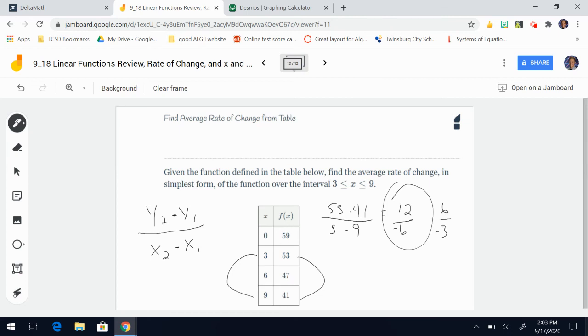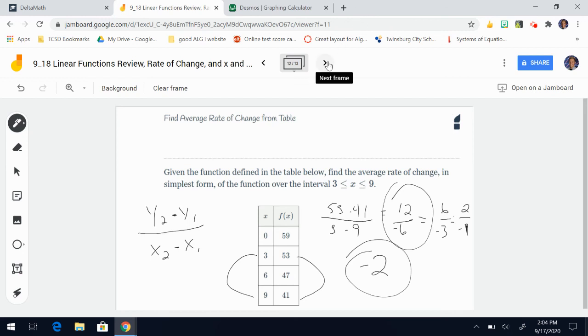If I look at that, I know that 3 can go into both of those. So just because we didn't take out the greatest common factor, we can do it one more time. Take out a 3. What's 6 divided by 3? You get 2, and then -3 divided by 3 is -1. So our rate of change is going to be -2.